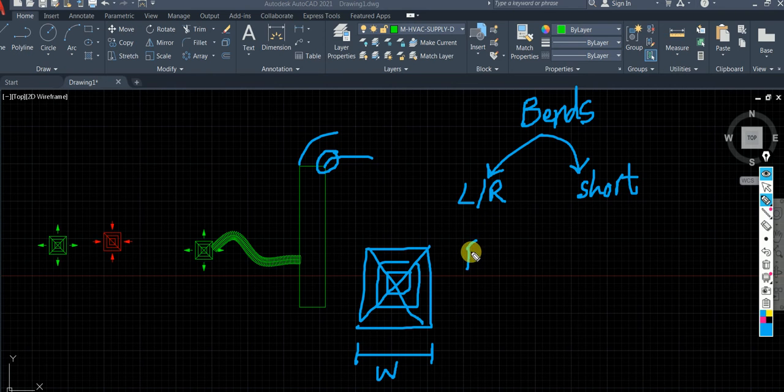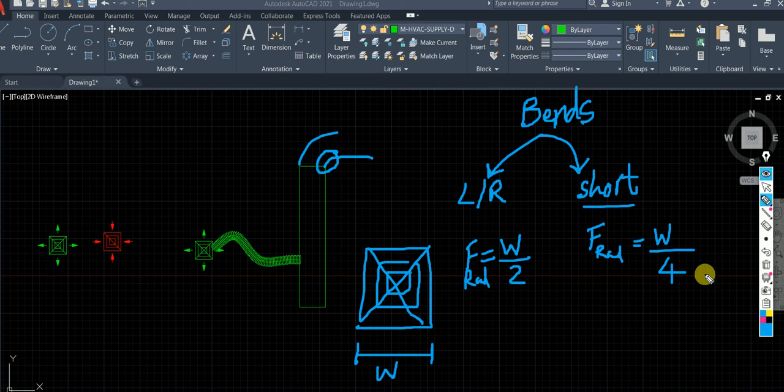Let's say the fillet radius F is equal to, for long radius, because it is long, width divided by 2. Fillet radius is equal to, for short radius, the width divided by 4, because short means small. This you need to remember. Maybe in the next class I will teach you how to do trousers and all, but first let's learn bends, divide by 4.